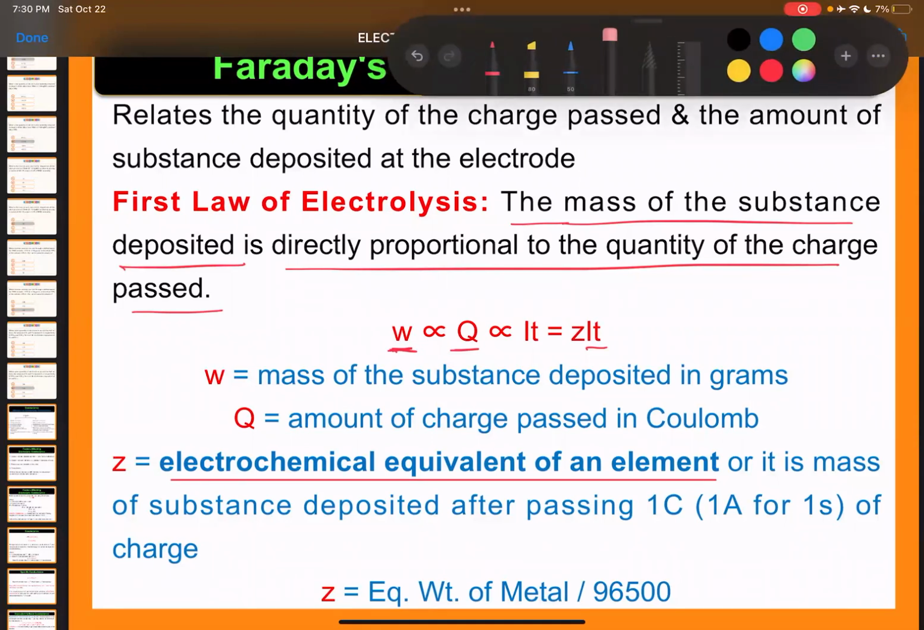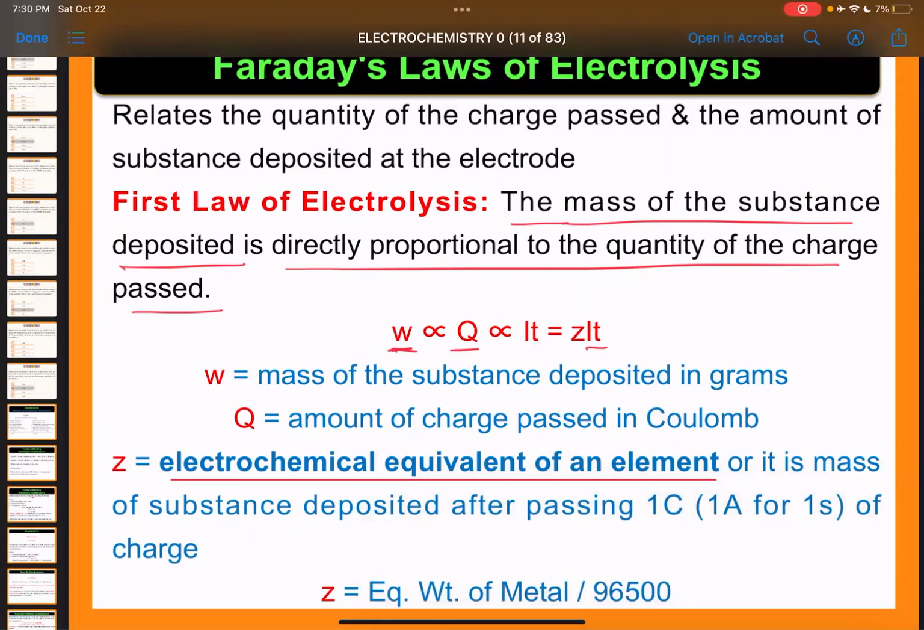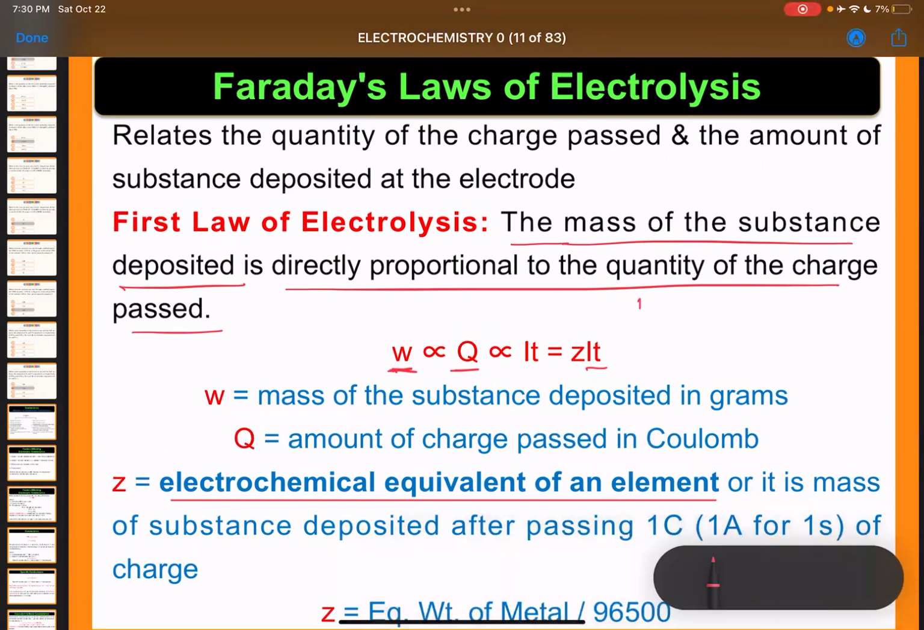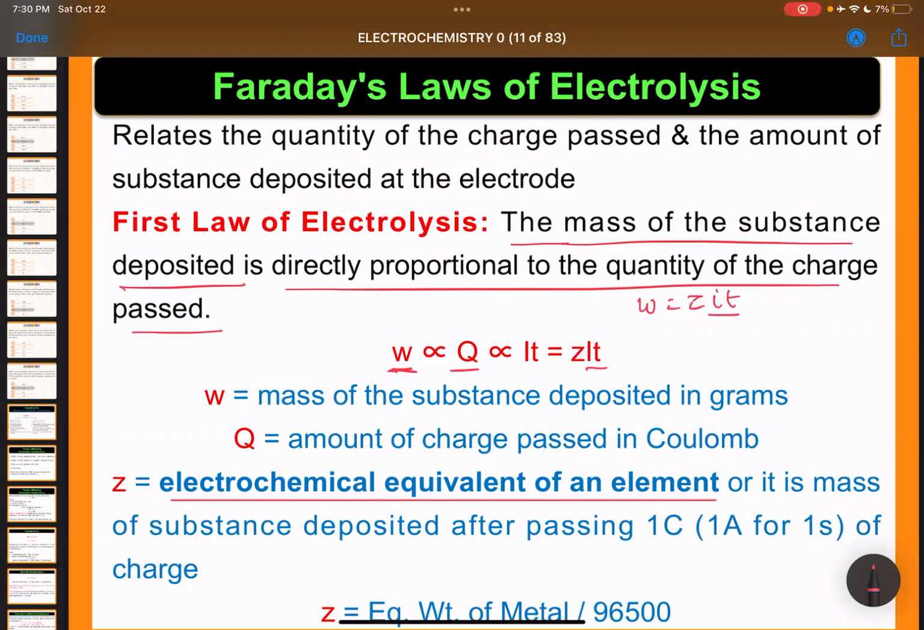So what it is, just let me be very simple. First of all, remember it, W equal to ZIT. W is the mass of the substance formed. I into T is the current and time. W is the mass of the substance in grams. W equal to ZIT, where Z is the electrochemical equivalent.